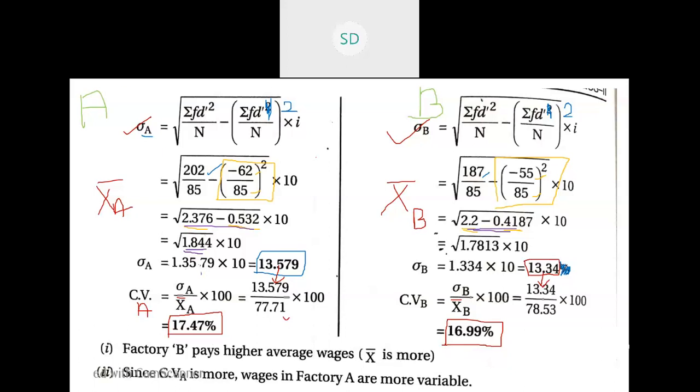Did you all understand this problem completely? Anybody has any doubt in this problem?